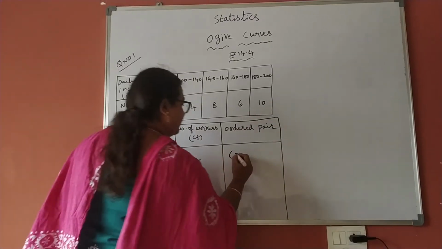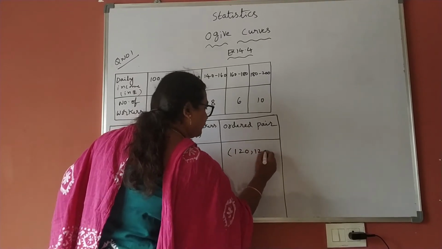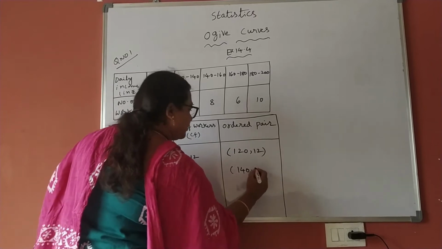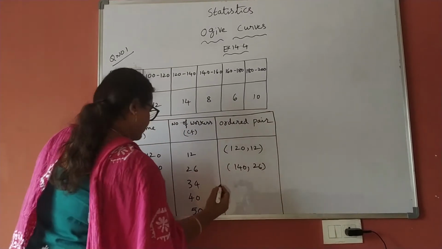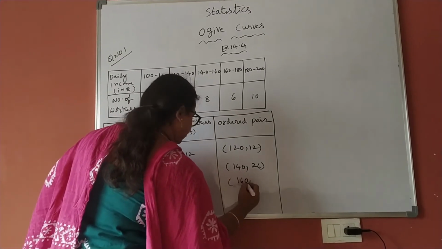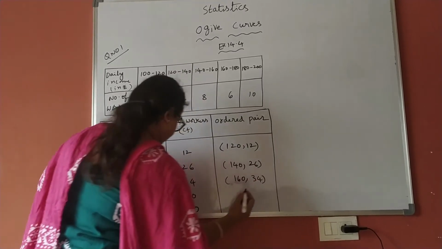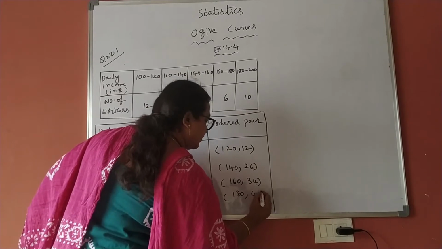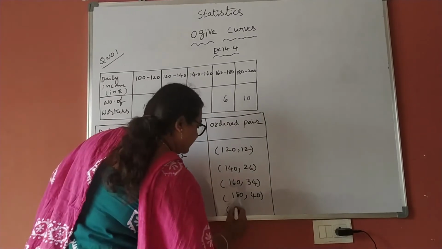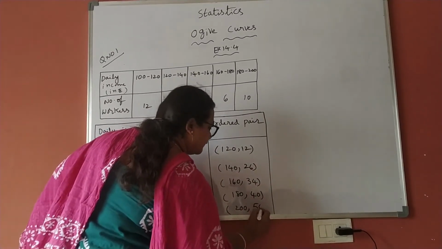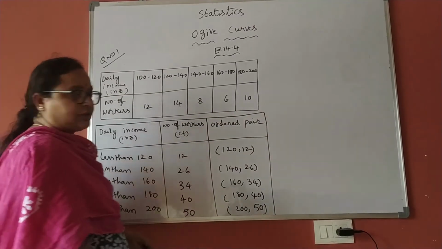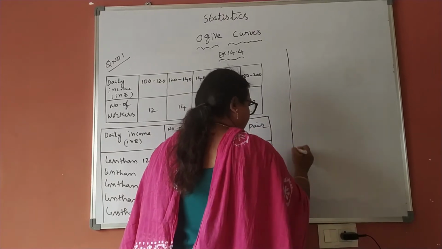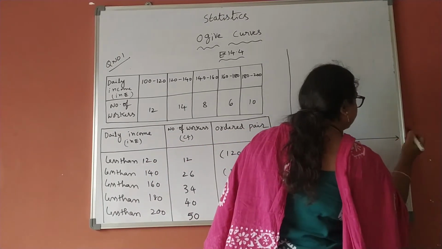Now the ordered pairs. Less than 120, 12. So 120, 12; 140, 26; 160, 34; 180, 40; 200, 50. Now we need to plot the points on a graph sheet.